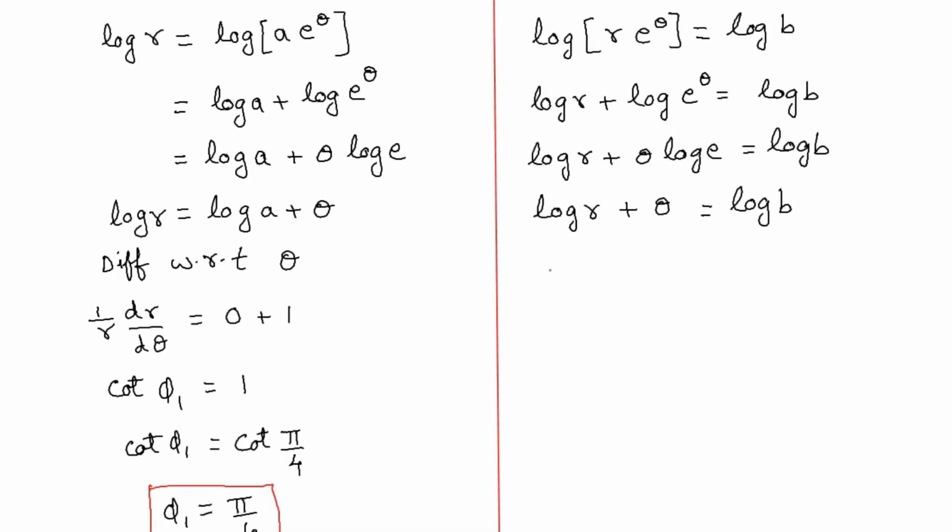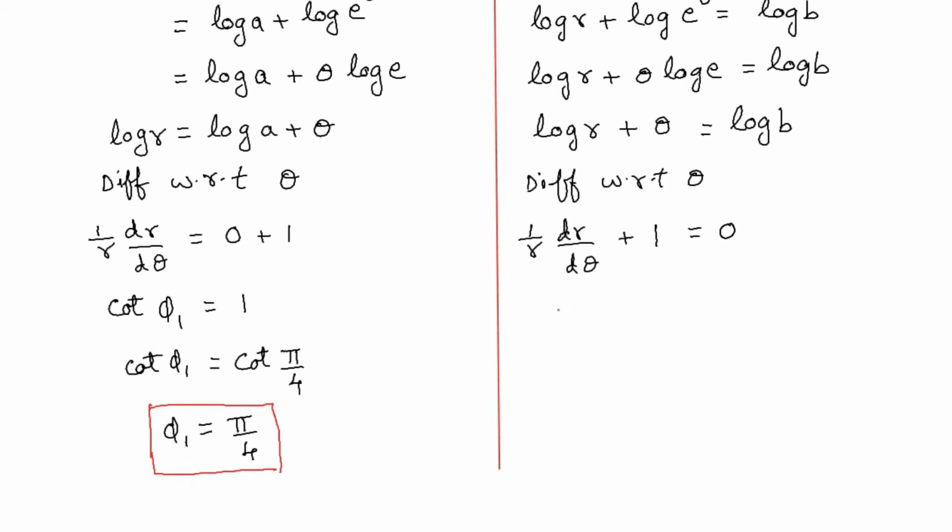Let us try to differentiate this with respect to theta. Log r differentiation will be 1 by r into dr by d theta, plus the differentiation of theta with respect to theta, which is 1, equal to log b, which is a constant, so its derivative will be 0. So 1 by r dr by d theta can be written as cot of phi 2. Moving the plus 1 to the right hand side, it becomes minus 1. So the value of cot of phi 2 will be equal to minus 1.